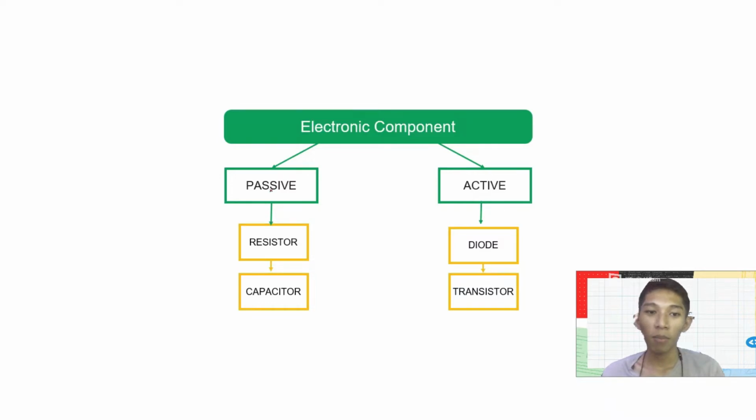So these are some examples of passive components. For passive, we have resistor and capacitor. And for active, we have the diode and transistor.